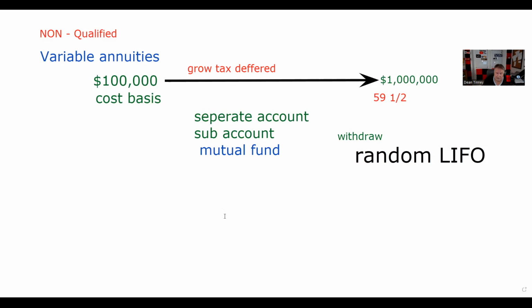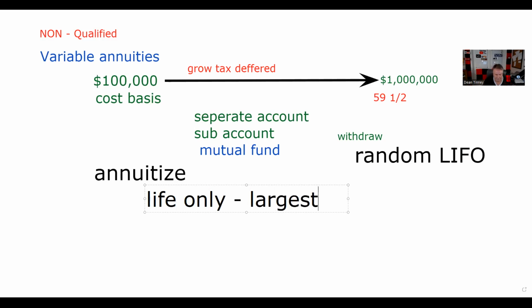All right. So another thing you can do, pretty nifty, is you can annuitize. That means you can turn this into an income stream, and you know that you can't outlive it. That's kind of cool. And you say, Dean, what will give me the largest monthly payment? Test question: life only gives you the largest monthly payment. If you tell the insurance company that you just want to be paid for your life and your life only, that will give you the largest payment.